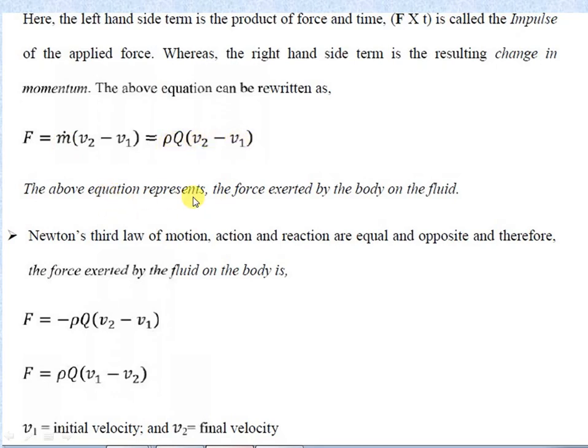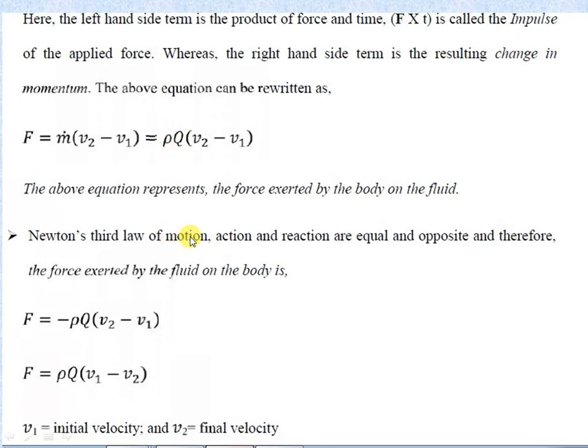The above equation represents the force exerted by a body on the fluid, and Newton's third law of motion. Now in this case, for the turbine blade, v2 is the final velocity and v1 is the initial velocity, but we know that the velocity of water, or force exerted by water on the turbine, is more. So v1 is maximum and v2 is minimum. So if you simplify this equation, we will get a negative answer.